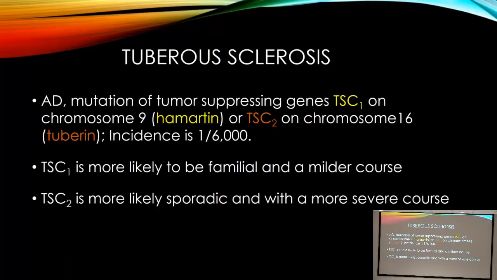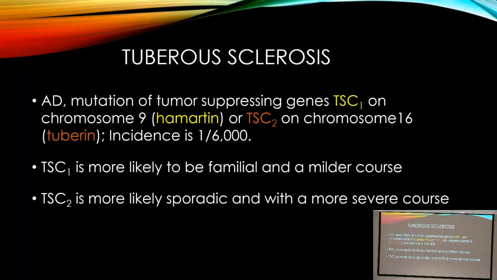All right, so next to NF type 1, tuberous sclerosis is the next most common neurocutaneous disorder. These are, again, autosomal dominant. There are two genes for tuberous sclerosis: TSC1, which is on chromosome 9, the protein product there is hamartin, and TSC2, which is on chromosome 16, produces tuberin.